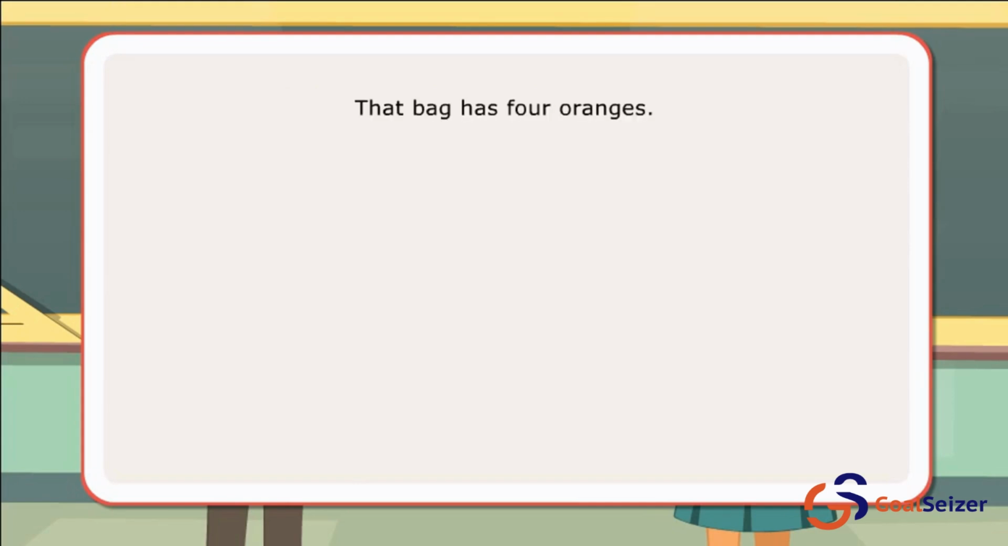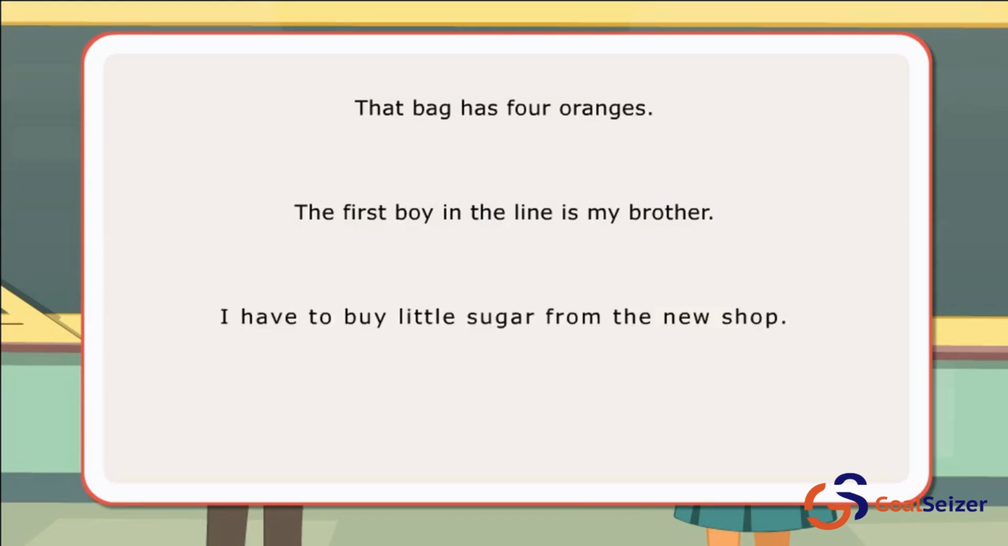That bag has 4 oranges. The first boy in the line is my brother. I have to buy little sugar from the new shop. Which pen do you want?